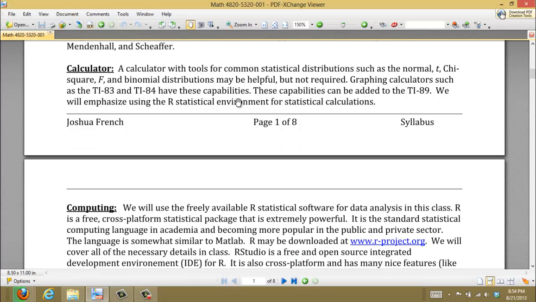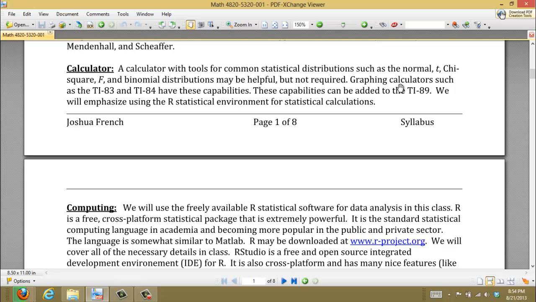So in terms of a calculator, you can use one if you'd like. The TI 83 and 84 probably are going to be the best if you wanted to use one because they have access to common statistical distributions. The TI 89 can also be used, though these capabilities have to be added in. They don't come standard with it. However, if you don't have one of these calculators, I wouldn't recommend buying it. I honestly think it will be a waste of your money.